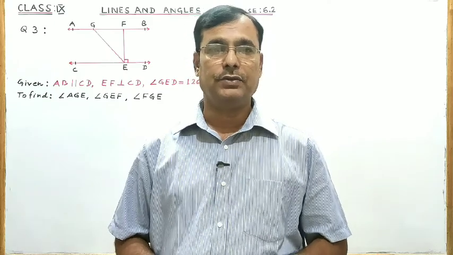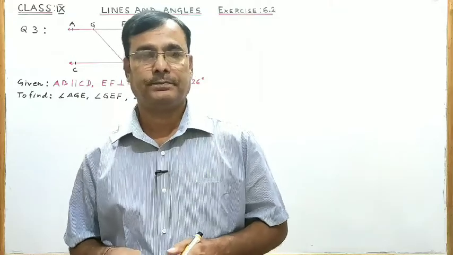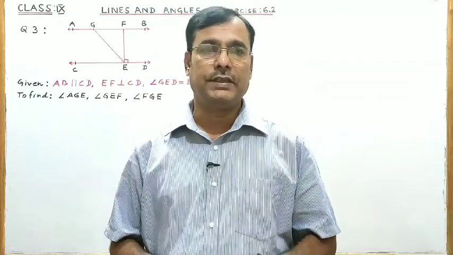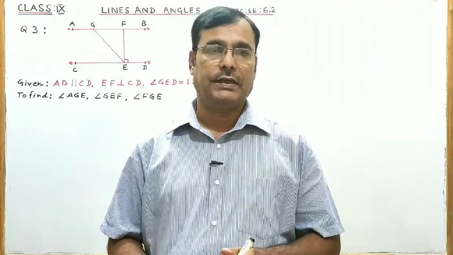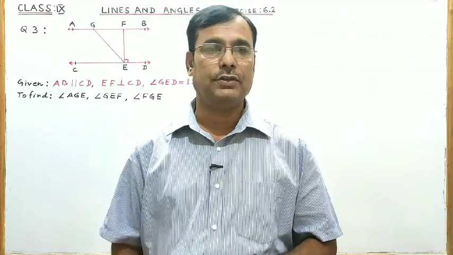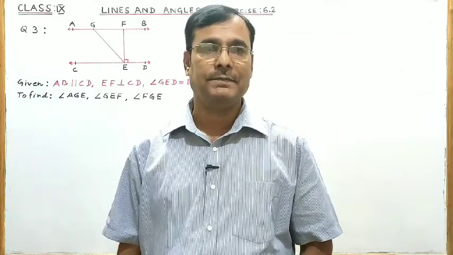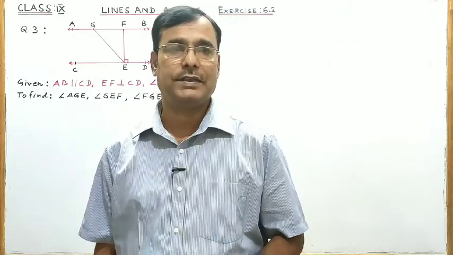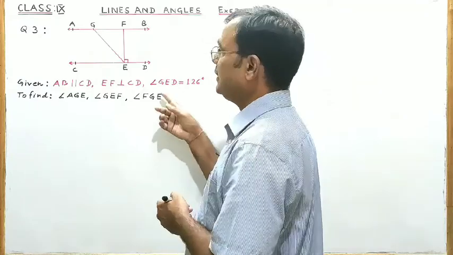Exercise 6.2, question number 3. In the given figure, AB is parallel to CD and EF is perpendicular to CD and angle GED is equal to 126 degrees. Then find angle AGE, angle GEF and angle FGE.